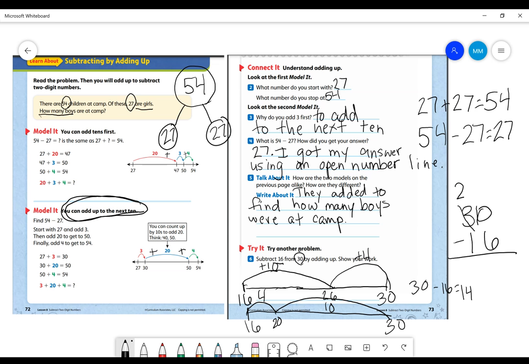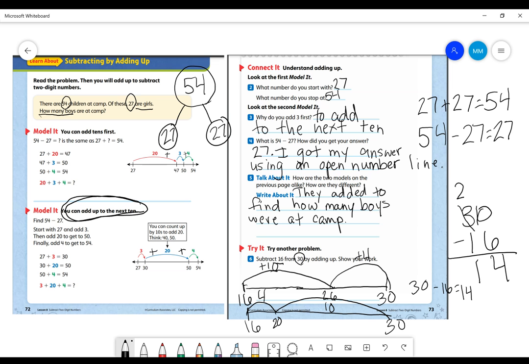Now I have 10 minus 6 ones. What is 10 minus 6? I have 4 ones left. Now I can hop on over to my tens place and I have 2 tens minus 1 10. How many tens would be left? I would have 1 10 left. So 30 minus 16 equals 14.